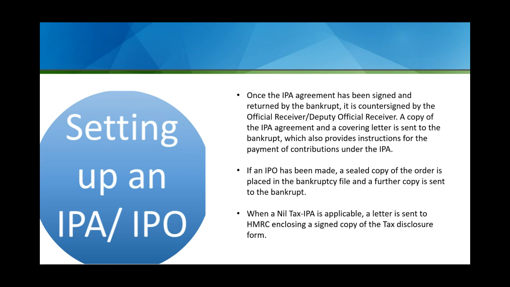Once instalments start commencing, we send the IPA agreement to our long-term asset team. We also instruct our agents who monitor the IPA agreement until it is concluded. If an IPO has been made, a sealed copy of the order is placed in the bankruptcy file and a further copy is sent to the bankrupt. When a nil tax IPA is applicable, a letter is sent to HMRC enclosing a signed copy of the tax disclosure form. That's a form which is one of the forms a person signs at the beginning of the bankruptcy.